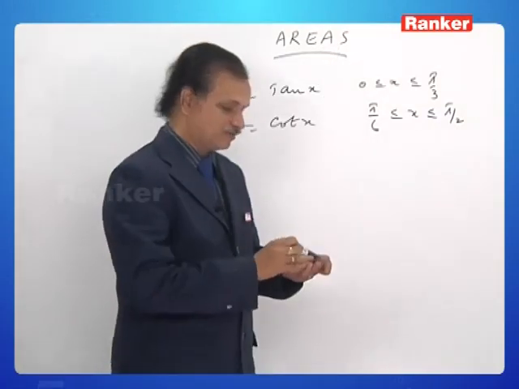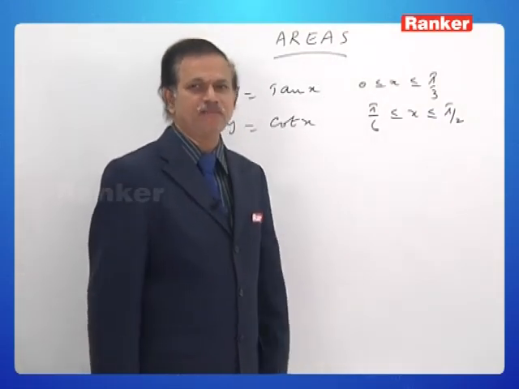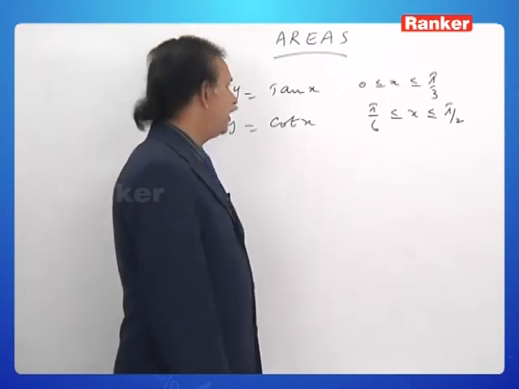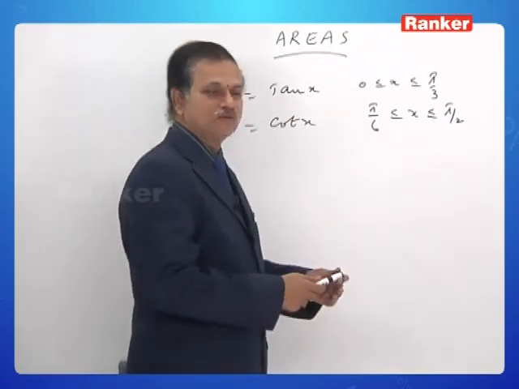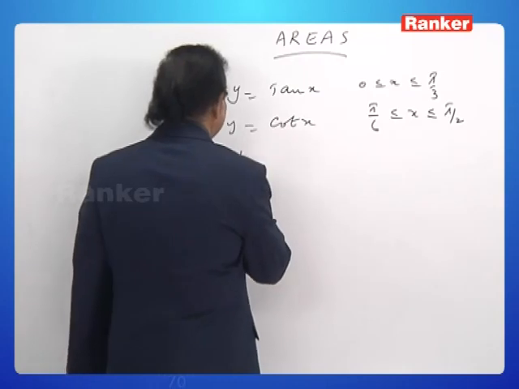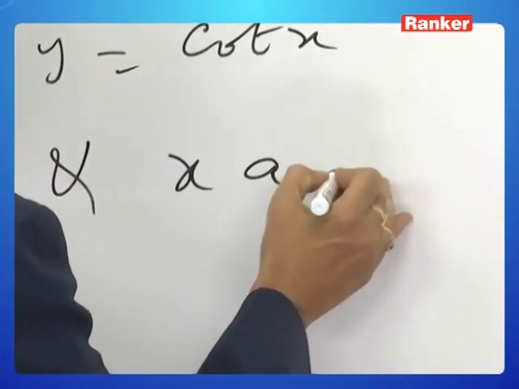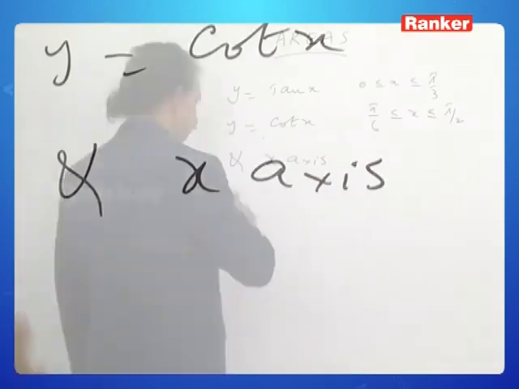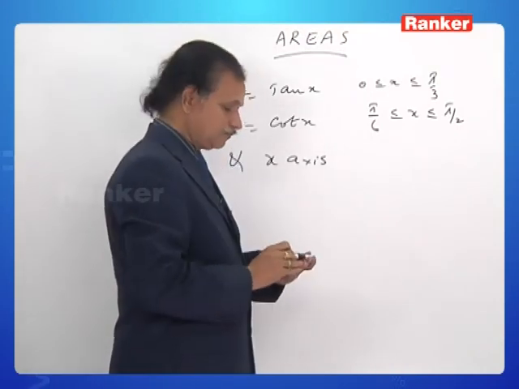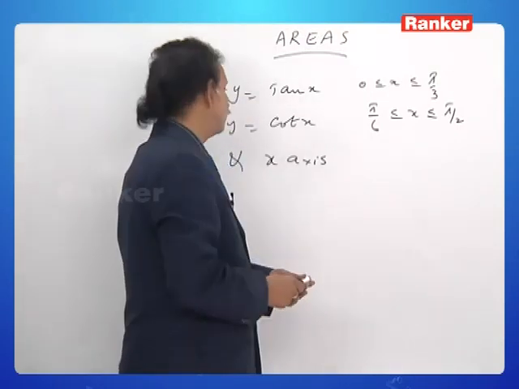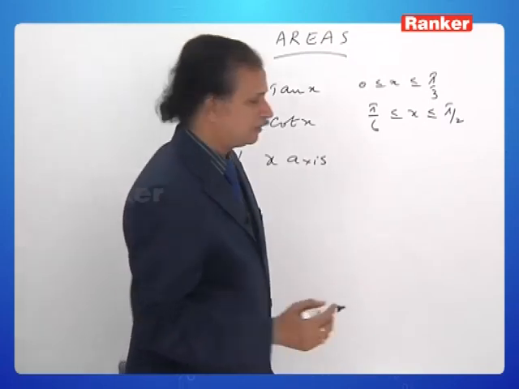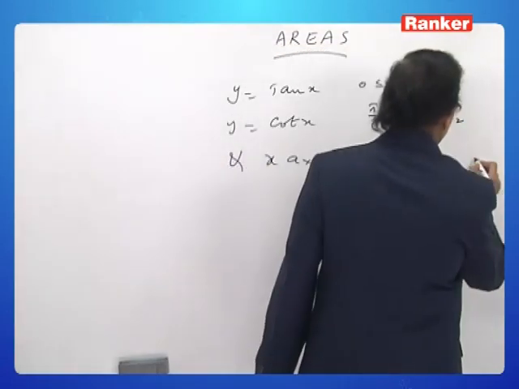These are the two graphs, very familiar graphs. The area enclosed between these two graphs and x-axis, that is the problem. So we have together the two graphs. Look here.